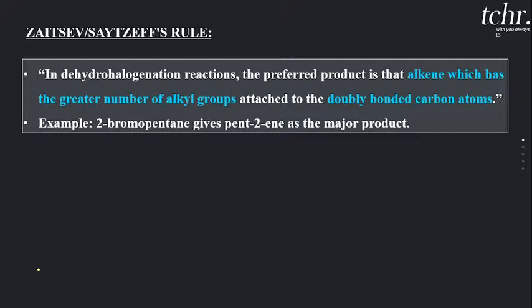So once you go through the Zaitsev rule, students, in dehydrohalogenation reaction, the preferred product is that alkene which has greater number of alkyl groups attached to the doubly bonded carbon atom.